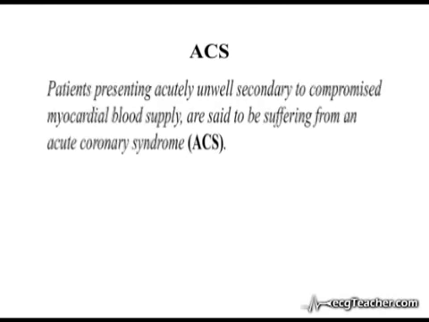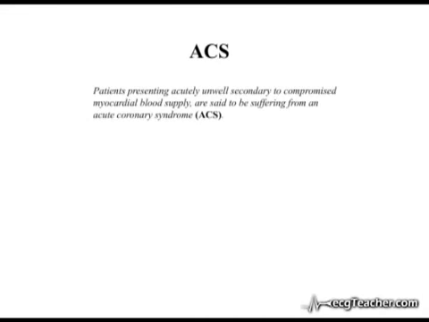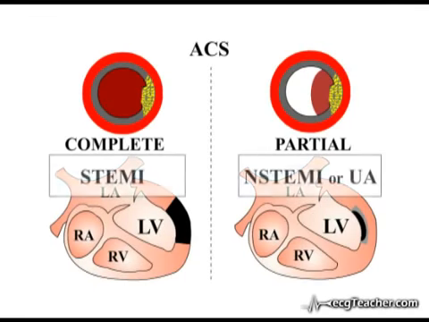Patients presenting acutely unwell secondary to compromised myocardial blood supply are said to be suffering from an acute coronary syndrome. Based on clinical findings, ECG abnormalities, and blood test analysis, acute coronary syndromes can be divided into three categories: ST elevation MI, non-ST elevation MI, and unstable angina, which, as you will now learn, broadly correlate with the underlying pathological findings we've just outlined.